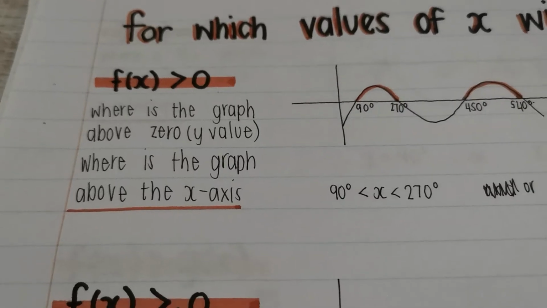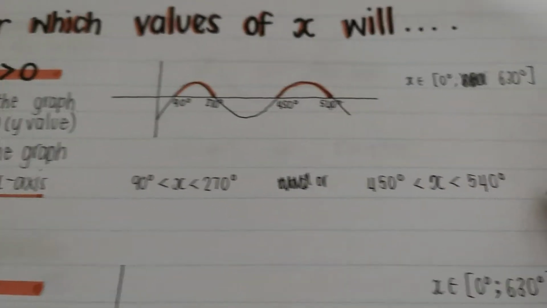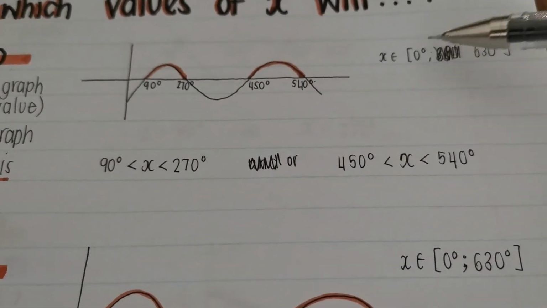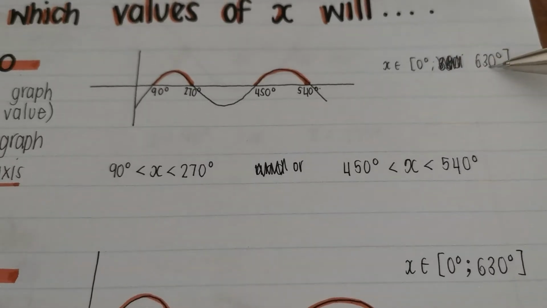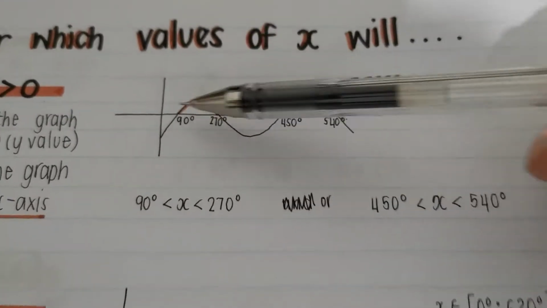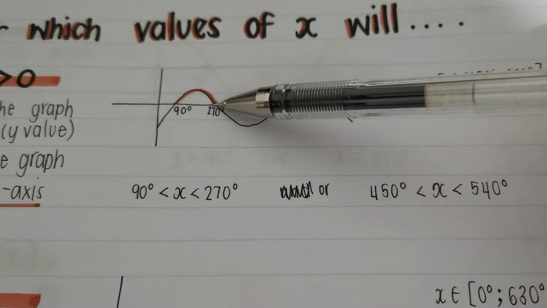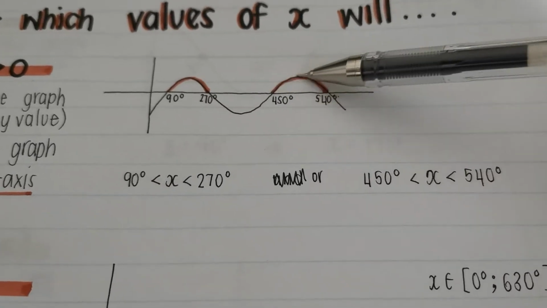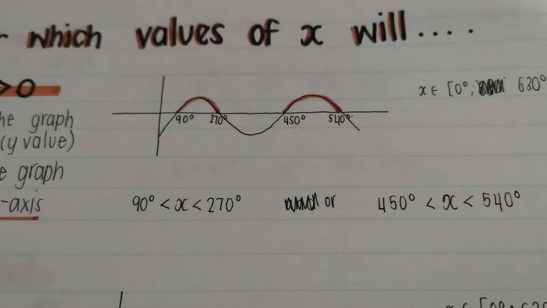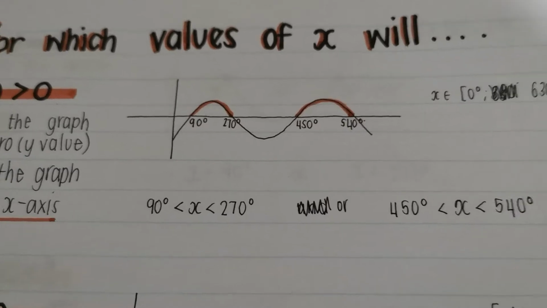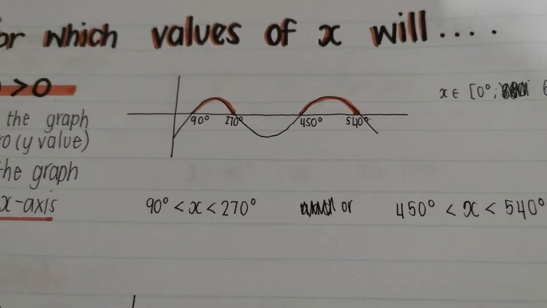So I went ahead and drew some graphs on the side here for you. This particular graph has a domain of 0 to 630. Can you see this part over here is above the x-axis, this part over here is above the x-axis? And you would notice I use lots of color pens with this. It makes it so much easier if you use color pens.